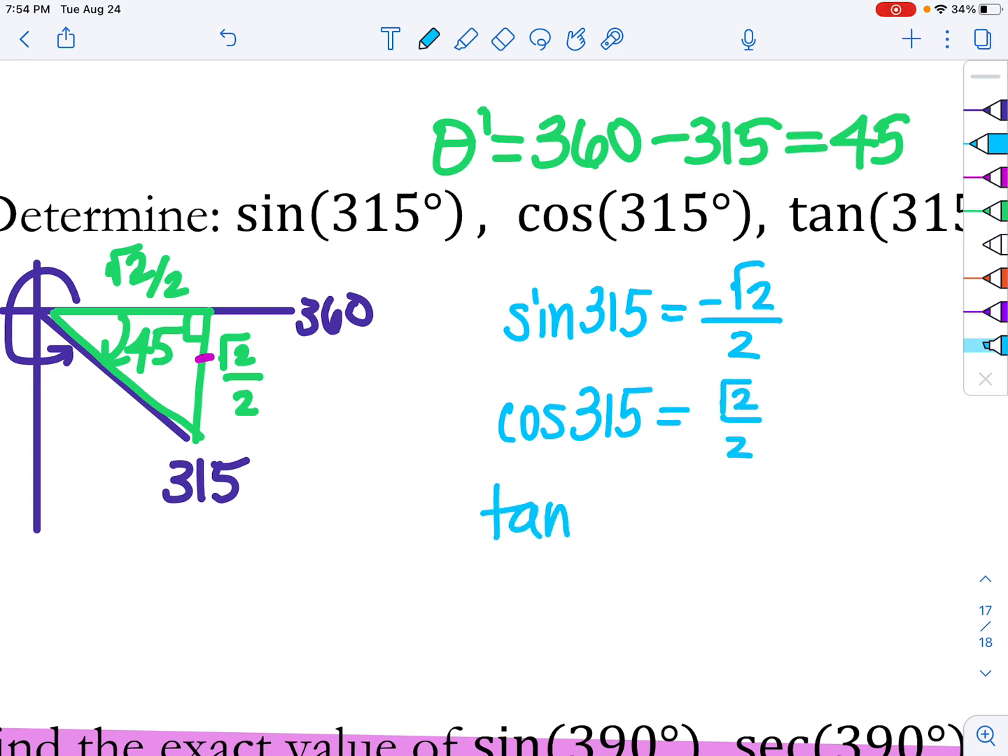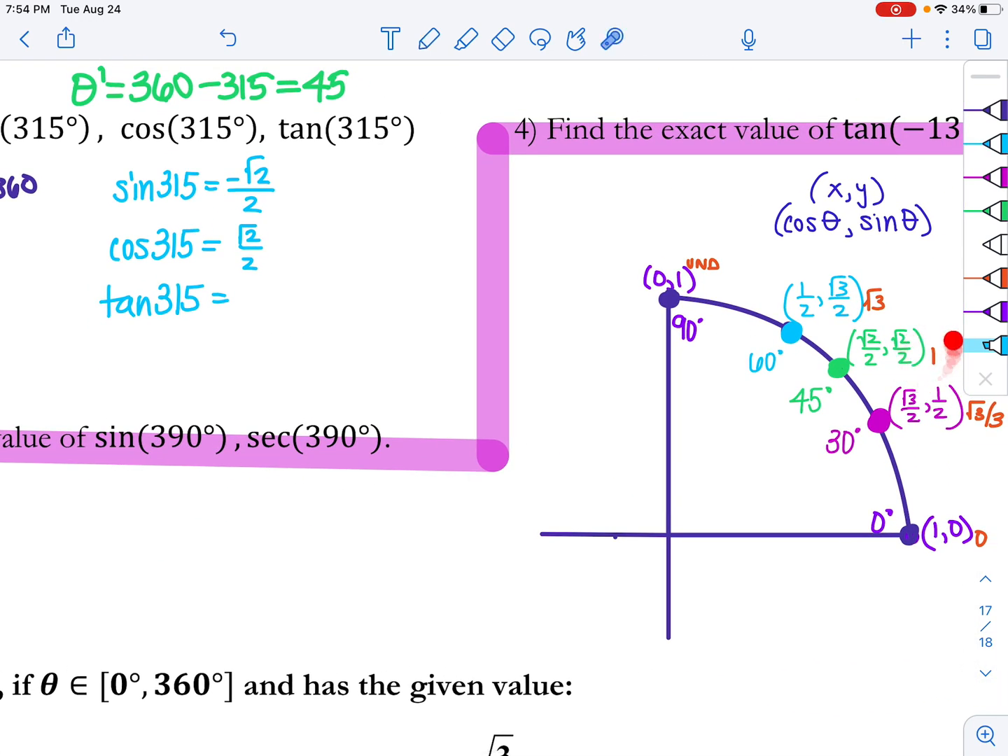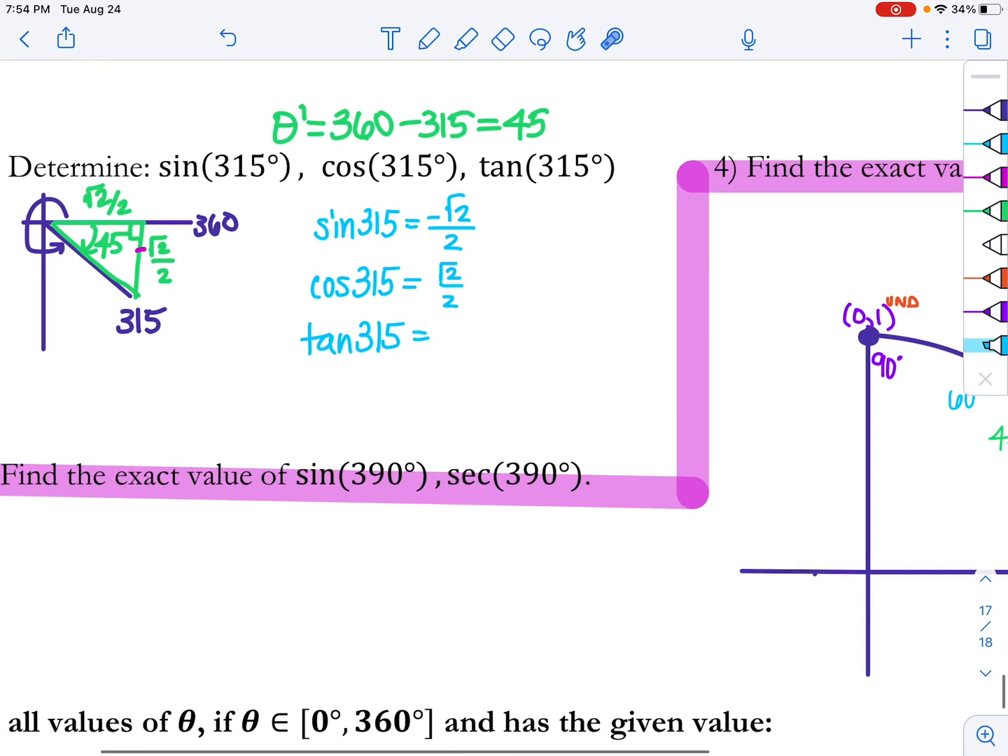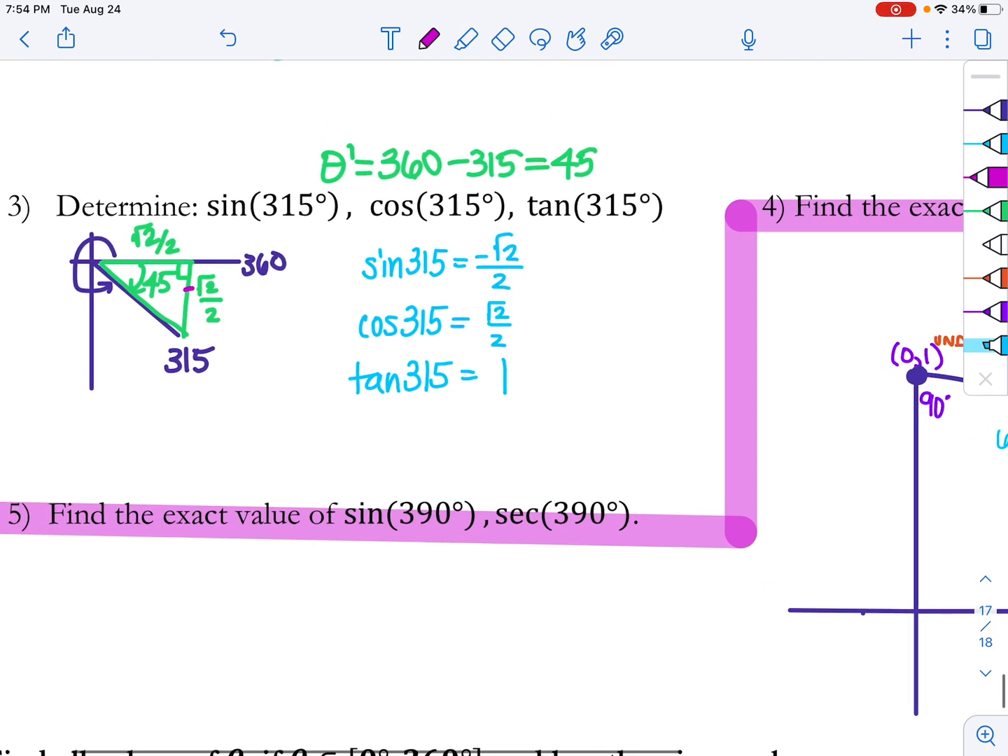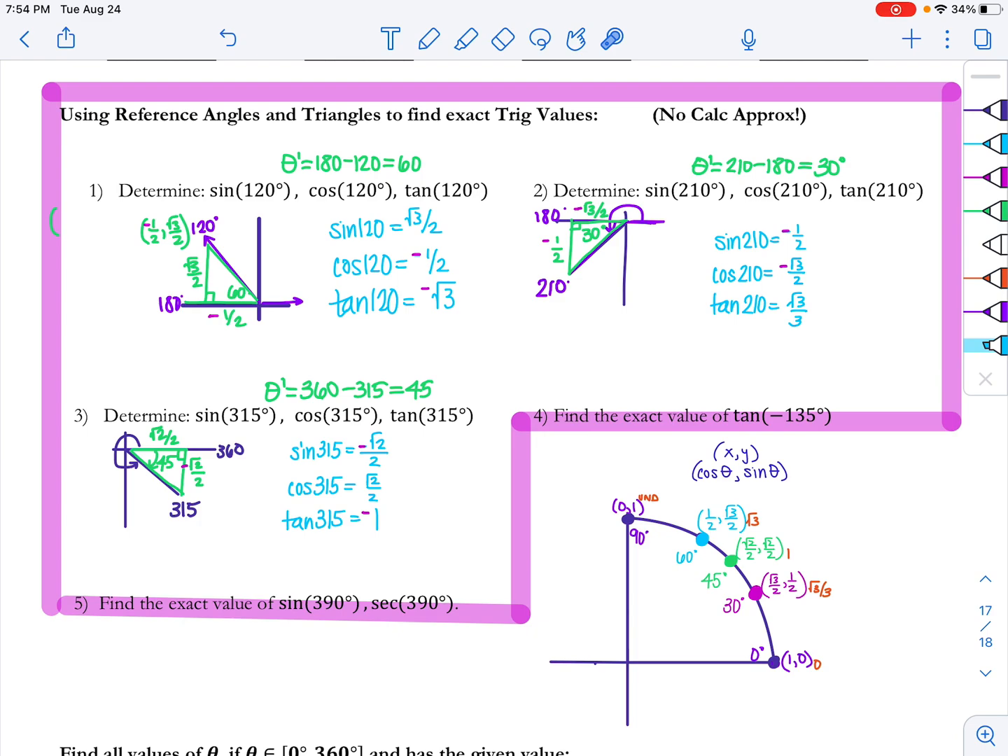And tangent of 315, I know the tangent of 45 is 1 in the first quadrant, but is tangent positive or negative in the fourth quadrant? Tangent is negative in the fourth quadrant. So again, you have to add those signs in depending on what the quadrant tells you. Okay? All right, guys, I hope that makes sense.